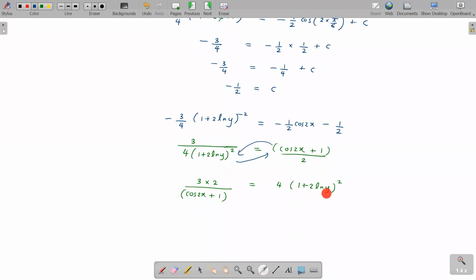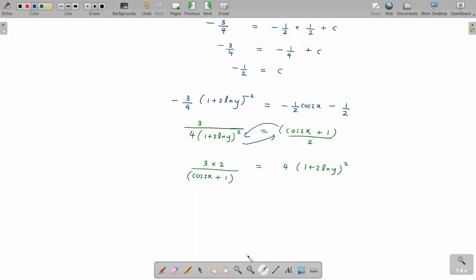Because my ultimate target is to make y the subject, right? And I think you saw in the show that we had a sec x. Sec x means 1 over cos x. So do we have cos 2x? No, right? So we need to fix that as well. 3 times 2 is 6. Here 4 times 1 plus cos 2x equals 1 plus 2 ln y to the power 2.